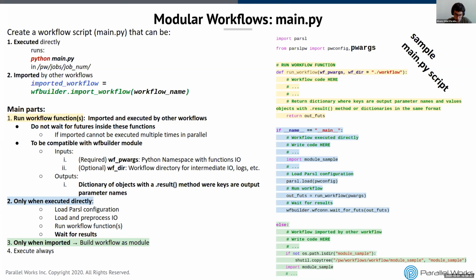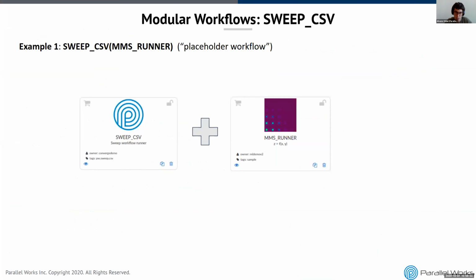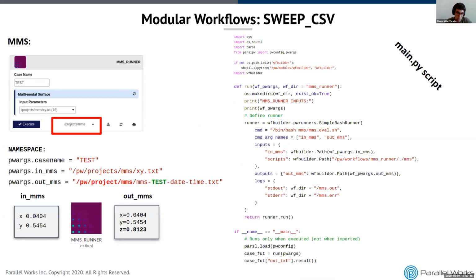So I think it's better if we see it with an example. And the first example I want to show is the Swift CSV workflow topology. We're going to use it to run many times the MMS runner workflow. The MMS here stands for multimodal surface, and this is just a very simple workflow we use for testing and as an example because it runs very fast. So this is what the input form for this workflow looks like.